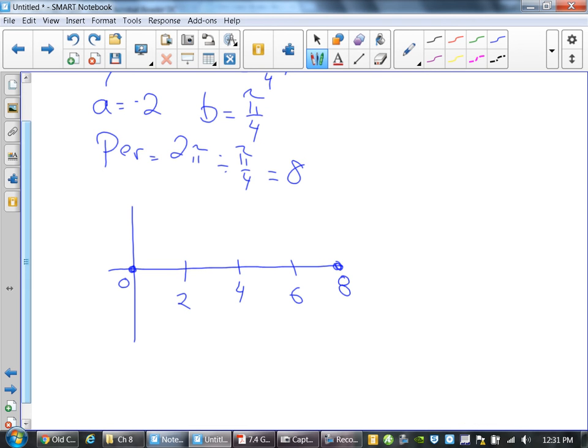What's the highest value this goes to? 2. And what's the lowest value it goes to? Negative 2. Where does it start? Negative 2. Good.